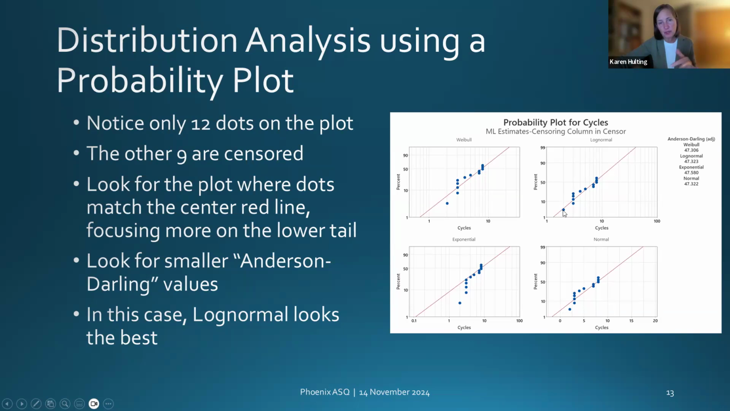You could also choose a couple of these, right? Maybe log normal and normal. Now, log normal has the great advantage that it's not negative, right?